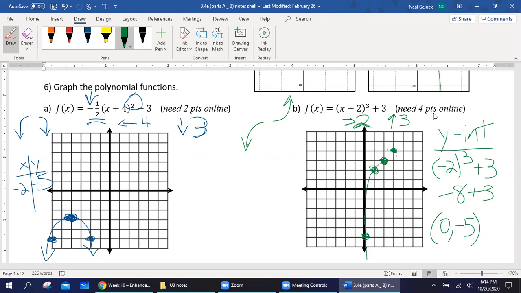And I can see that this thing goes down to the left, up to the right, which is what it was supposed to do.